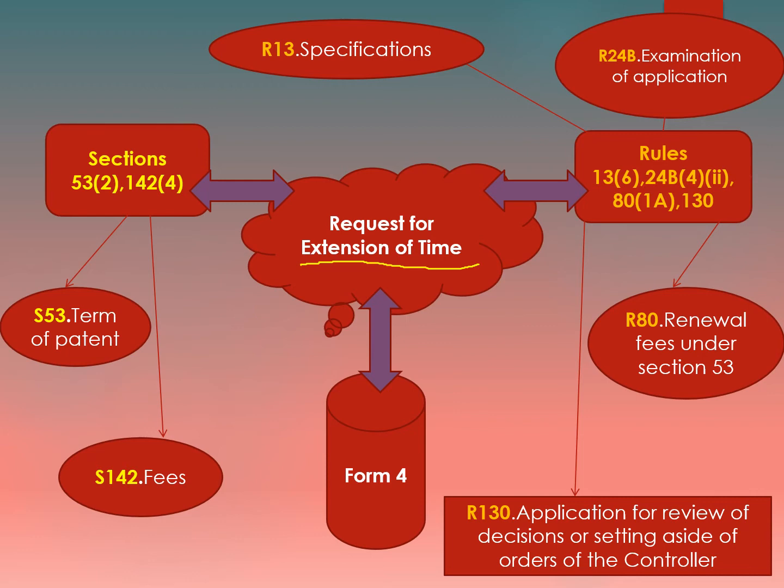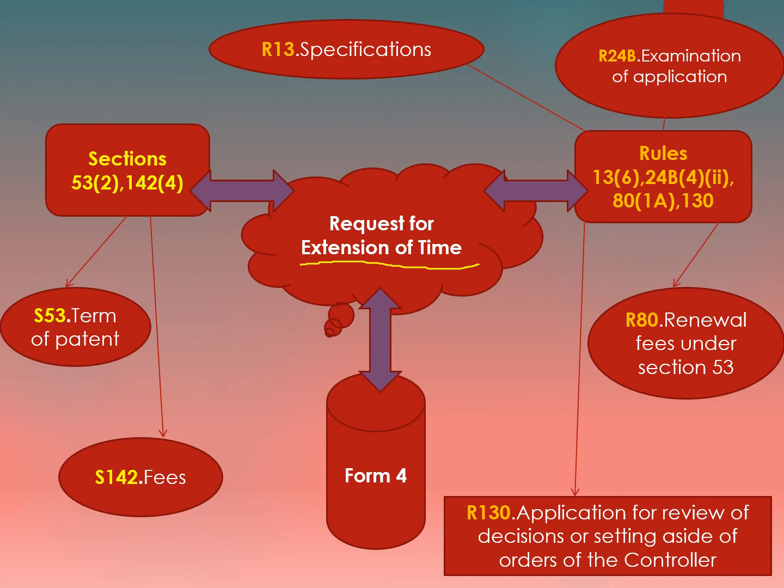Then it is related with the specifications, then the examination of application, then renewal of fees under section 53. Because section 53 deals with the term of patent, that's why rule 80 deals with renewal fees under section 53. And the next one is rule 130, application for review of decisions or setting aside of orders of the controller.